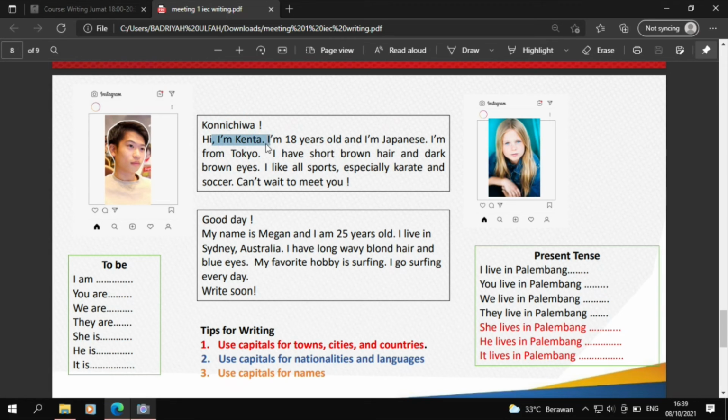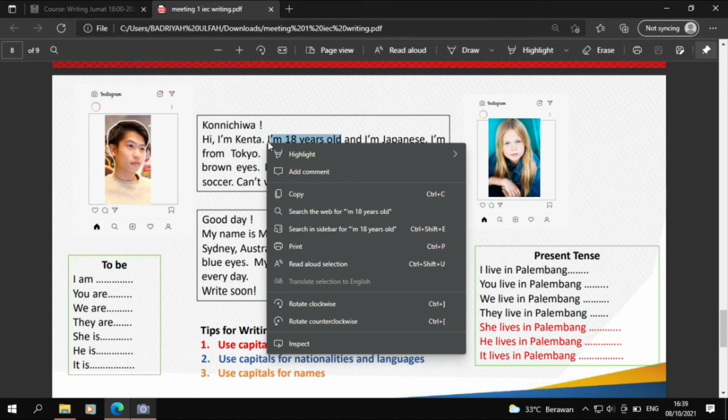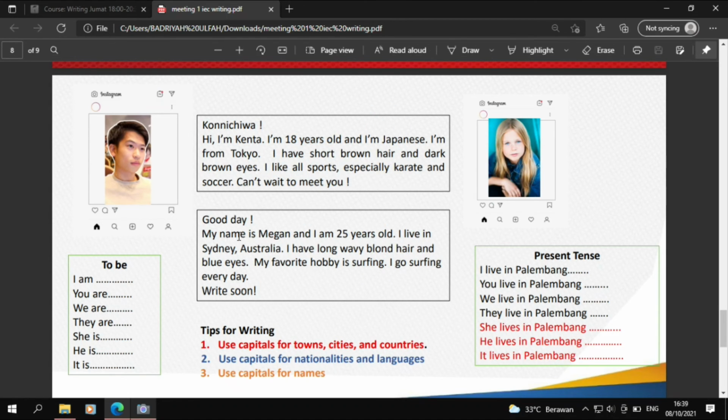I am Kenta. Karena Kenta bukan verb, maka kita butuhkan to be di sini. Maka I am Kenta. I am 18 years old. Tidak ada verb dalam kalimat ini, tidak ada kata kerjanya, maka kita tambahkan to be am. Oke, sama seperti juga. My name is Megan. I am 25 years old.